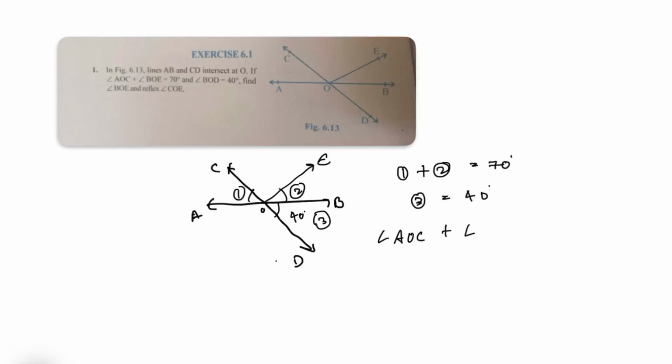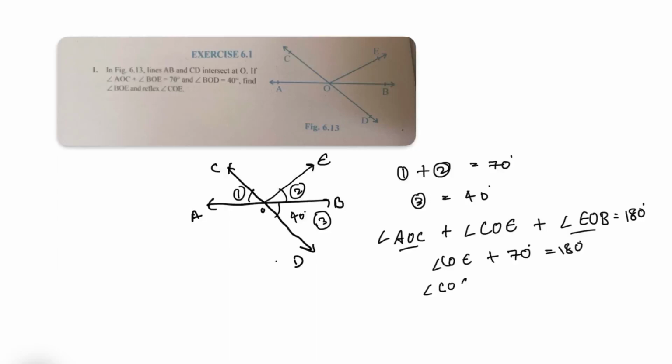AOC plus angle COE plus angle EOB is equal to 180 degrees, right? And we also know that angle AOC plus angle EOB is equal to 70 degrees. Therefore, angle COE plus 70 degrees is equal to 180 degrees. Therefore, angle COE is equal to 180 minus 70, which is equal to 110 degrees.